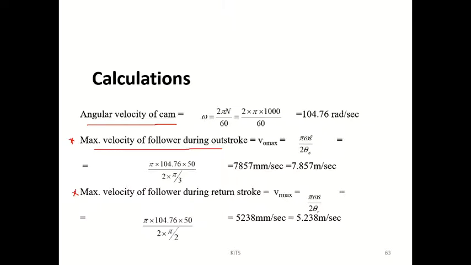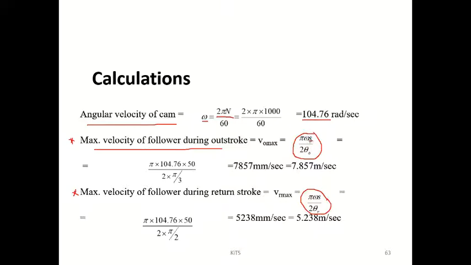For that, formula is pi omega s divided by 2 theta. Here same formula, pi omega s by 2 theta. Pi 3.147, you know the value. Omega means 2 pi n by 60. They have given the speed value, you have to find out the omega value, 2 pi n by 60. So we got 104.76. Substitute it.